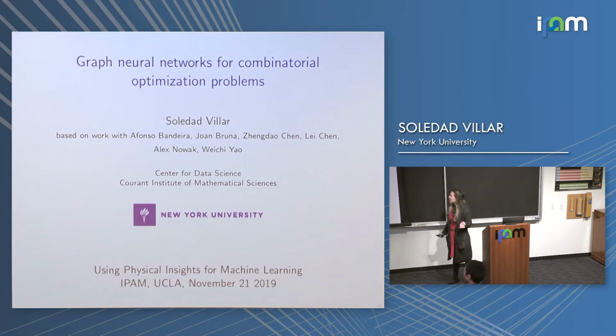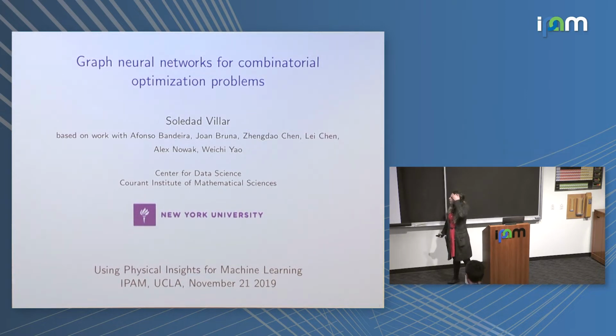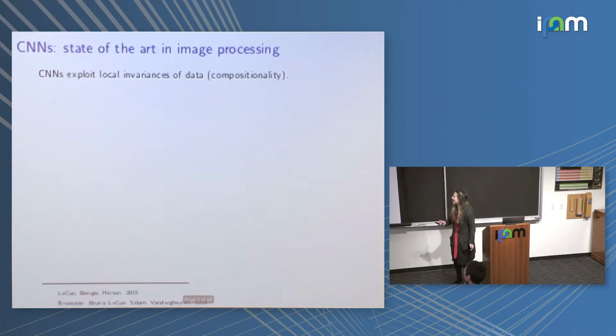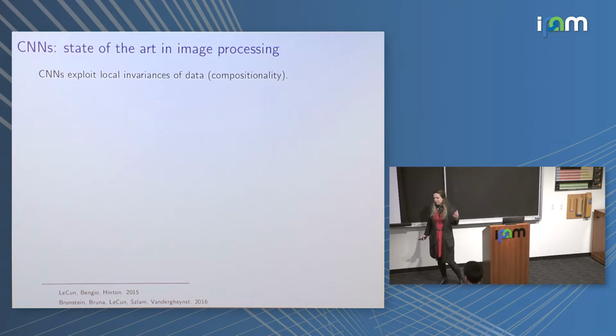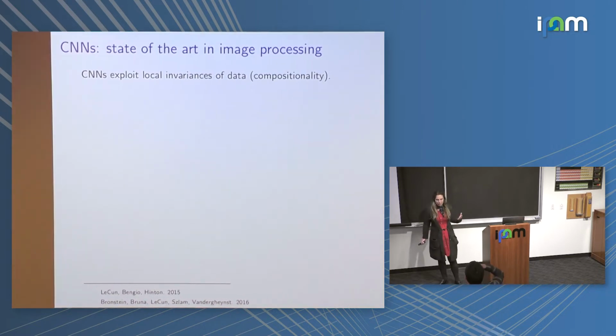I'm going to talk about some work that we did in the Math and Data group at the Center for Data Science at NYU with collaborators, in particular Zhendao Chen, who is here in the second row. I'm going to talk about combinatorial optimization problems on graphs, and I'm going to talk about graph neural networks.